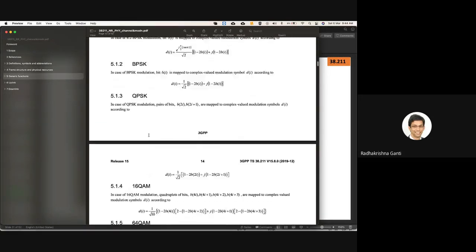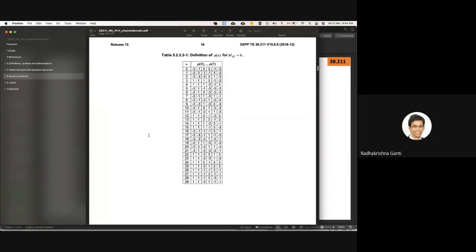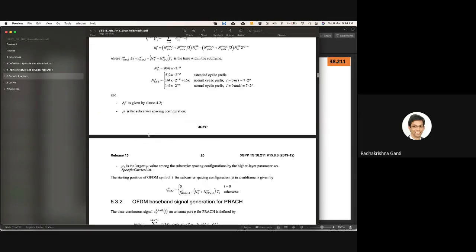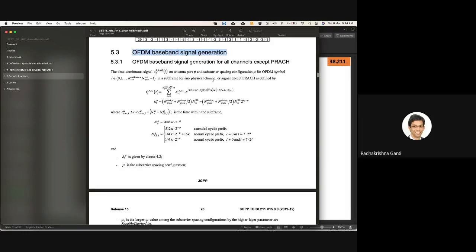So we finished all this. There is something called OFDM baseband signal generation, section 5.3. In section 5.3, they tell you, let me zoom it a bit so that people can see.